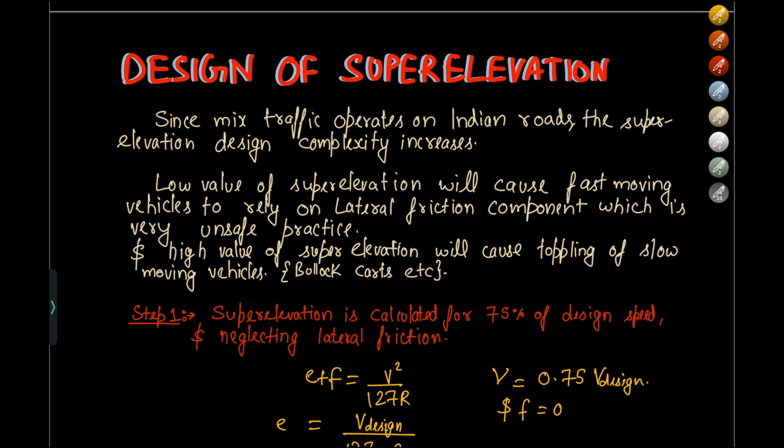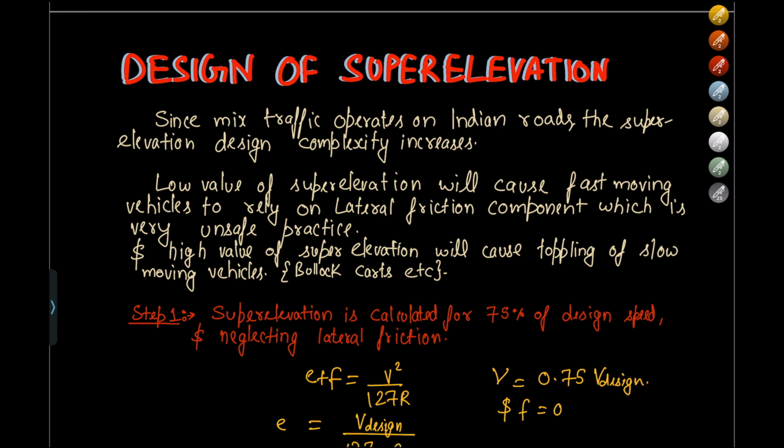So in this video we are going to study the design of superelevation, how the design of superelevation is done for mixed traffic conditions, when slow moving vehicles as well as fast moving vehicles are present on the road. So let's have a look.